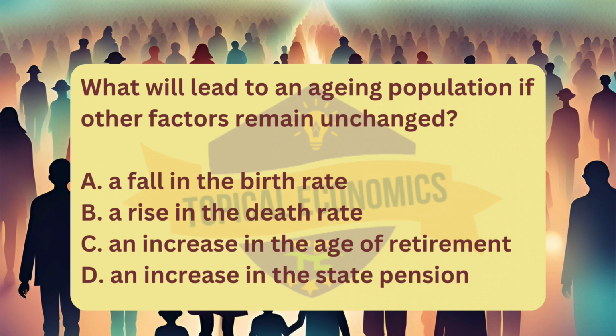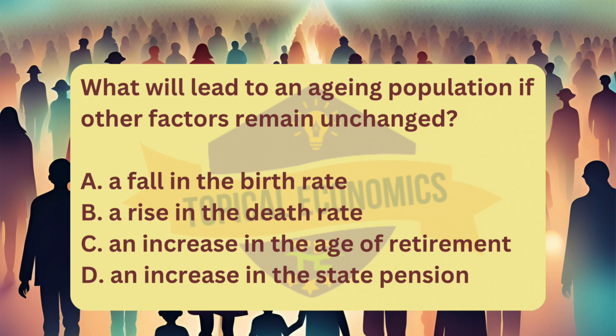Next, option C, an increase in the age of retirement. While an increase in the age of retirement could affect the workforce and the number of older people working, it does not directly lead to an aging population. The aging of a population refers to the age structure, more elderly people compared to younger people, rather than changes in the retirement age. Although this could change labor force dynamics, it doesn't affect the overall age distribution in the same way a decline in birth rates does.